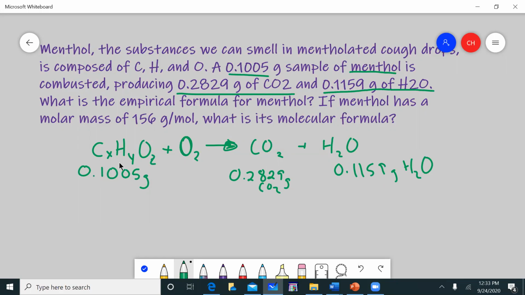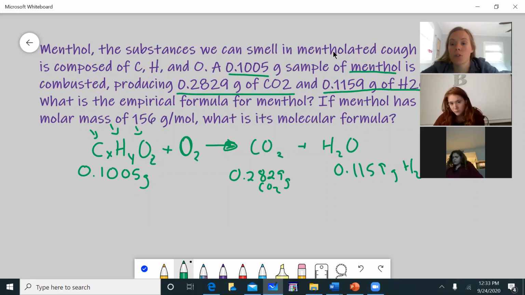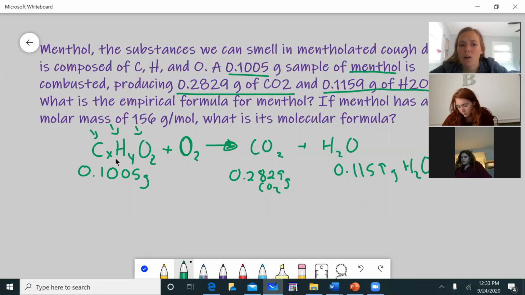So if I want to get my empirical formula, I need to have moles of carbon, moles of hydrogen, and moles of oxygen. And even before that, I need to get the mass of carbon, the mass of hydrogen, and the mass of oxygen. Oxygen is always the last thing that you solve for, okay? First, we solve either carbon or hydrogen. We'll start with carbon. Remember, CO2 will eventually tell us how much carbon we have. H2O tells us how much hydrogen we have.